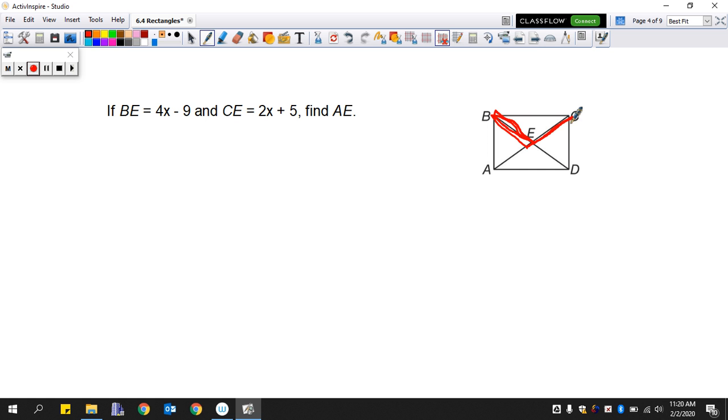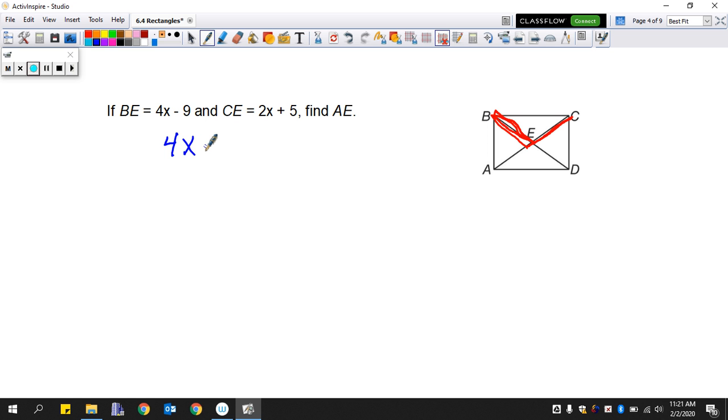Now the thing that we notice about this one is that both segments that were given the equations for are on different diagonals. But according to the theorem that we learned about at the beginning of the lesson, it doesn't matter because both diagonals are congruent, and we also know that because they're parallelograms that they bisect each other. So we know that this length is the same thing as this length, and so they're going to be congruent. So we're just going to once again set them equal to each other.